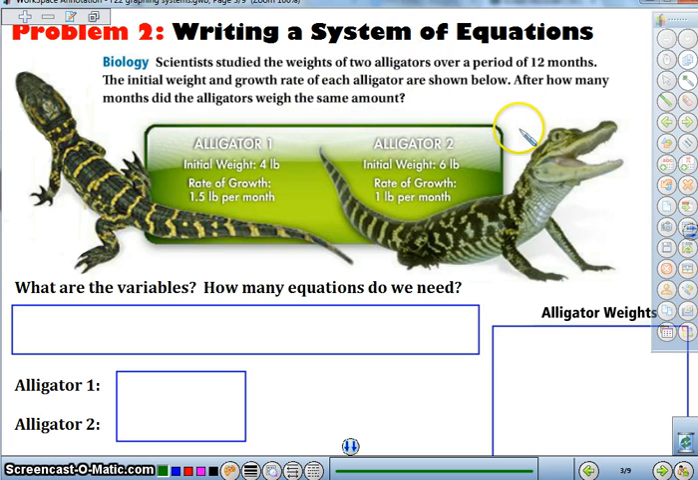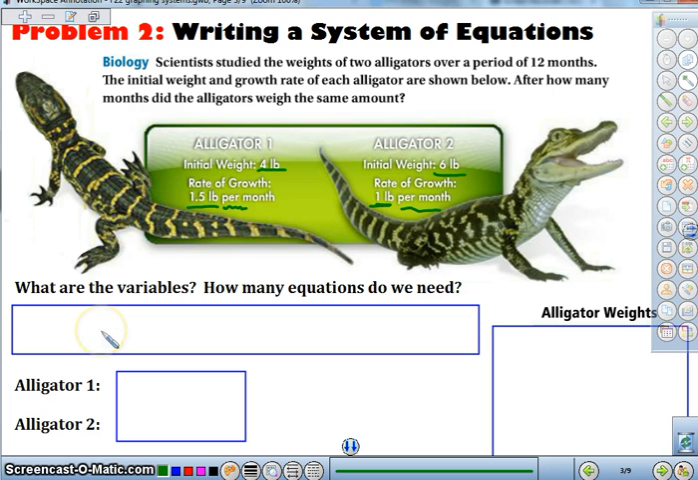You're mostly going to be looking at solving the equation and finding the one solution, or you might find no solution, as we talked about, or infinitely many. So the first thing is we look at this situation. It says scientists studied the weights of 2 alligators over a period of 12 months. The initial weight and growth rate of the alligators is shown. About how many months did the alligators weigh the same amount? Well, look at our first one. It started at 4 pounds and it's growing 1.5 per month. Per is helping us find that, which goes with our slope. The second one started at 6 pounds and is growing by 1 pound per month.